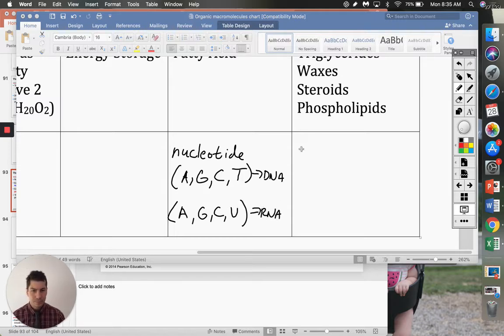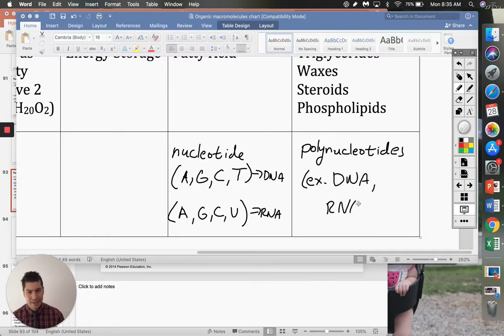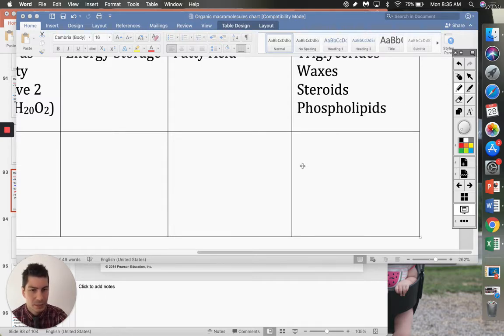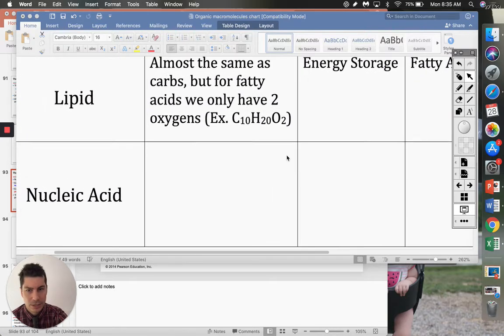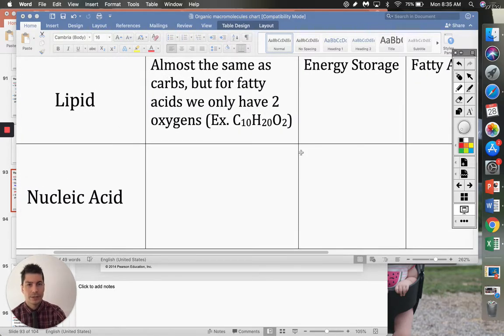Okay? And then our polymer is called polynucleotides. Your big examples, real easy, guys: DNA and RNA. Okay? So there are your monomers and your polymers of nucleic acids. And then lastly, let me do the structure over here. There are going to be 3 parts to the structure of a nucleotide.